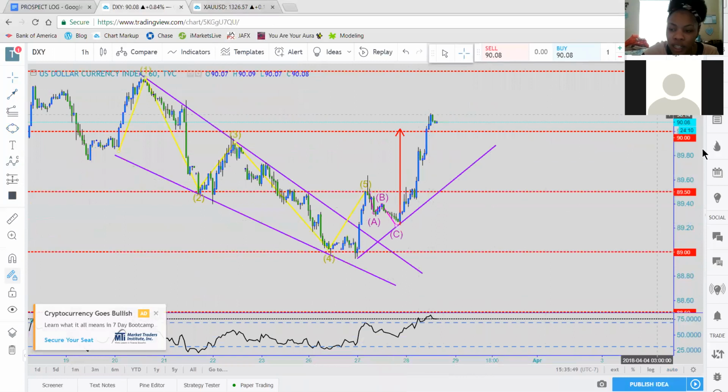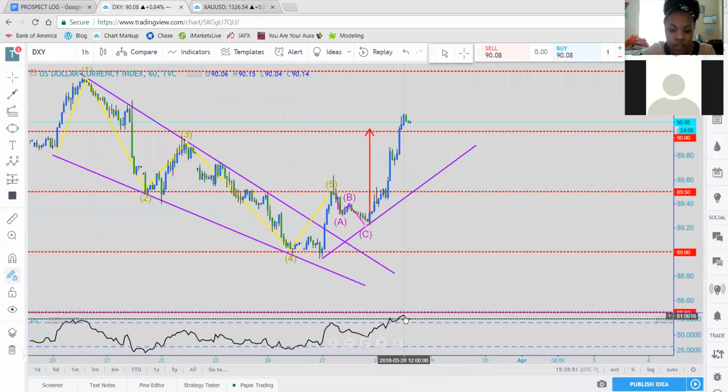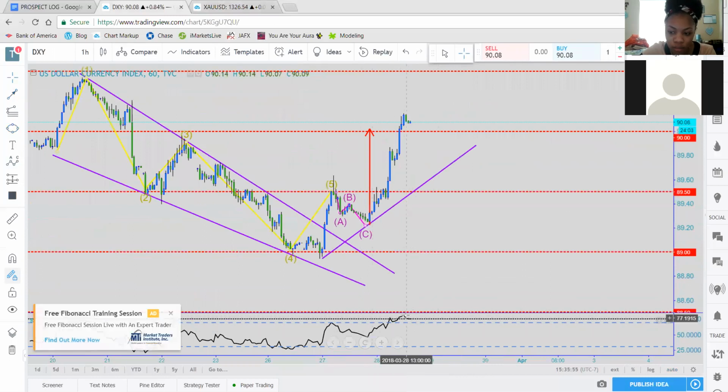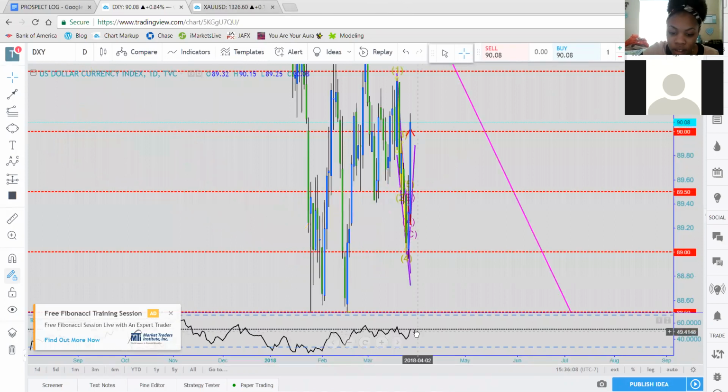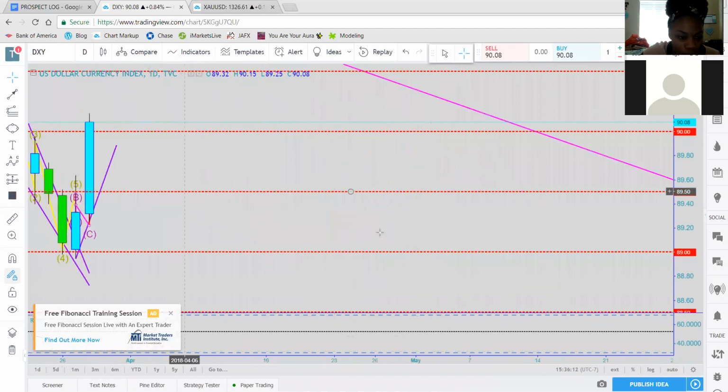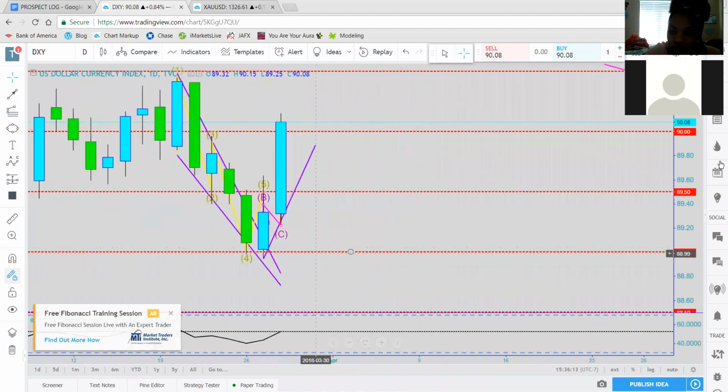And the same thing with the DXY. The DXY is extremely overbought, so it's probably going to start selling. And if it starts selling, well, that's on the 1-hour too. So let's look at the daily. Yeah, same thing with this. It's in a pullback area. So I'm going to really watch this.